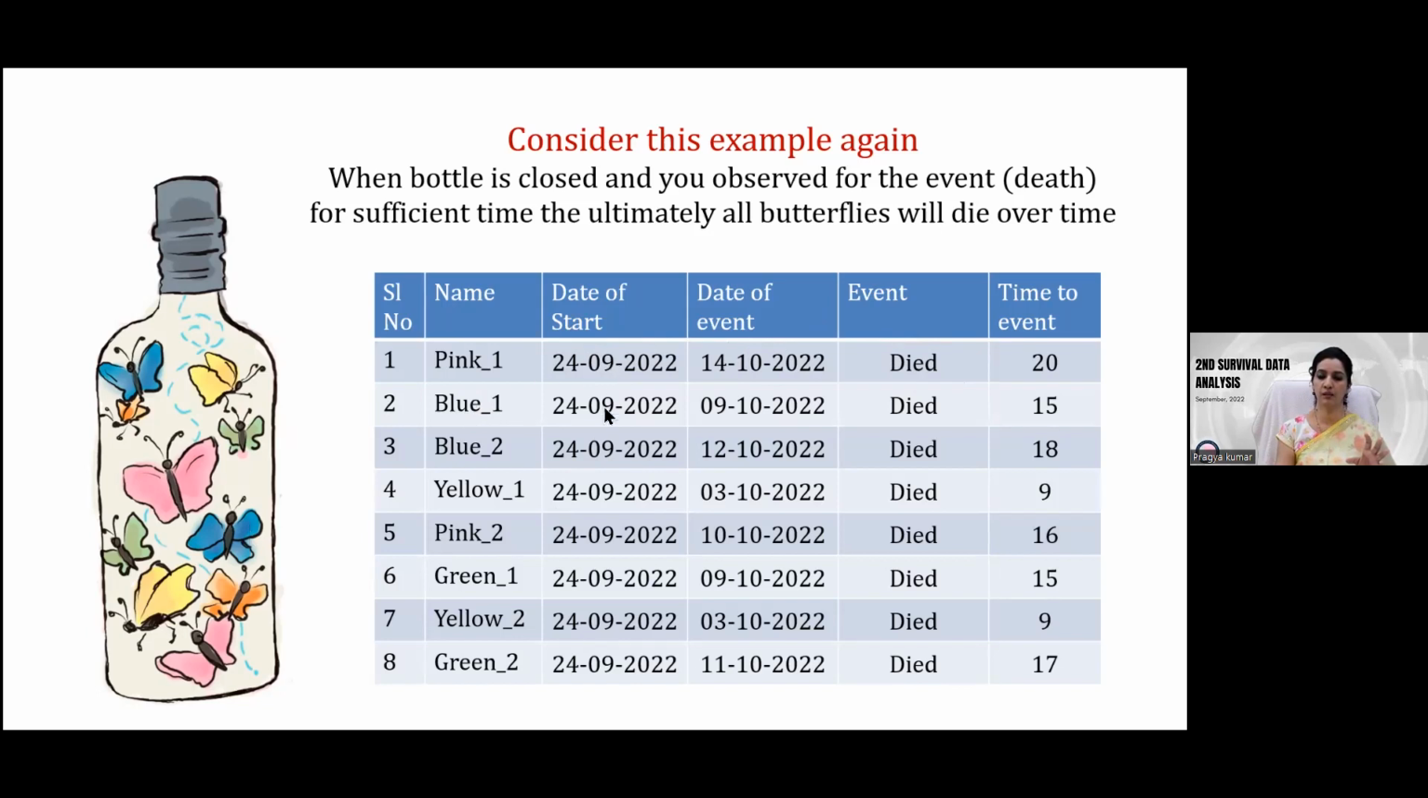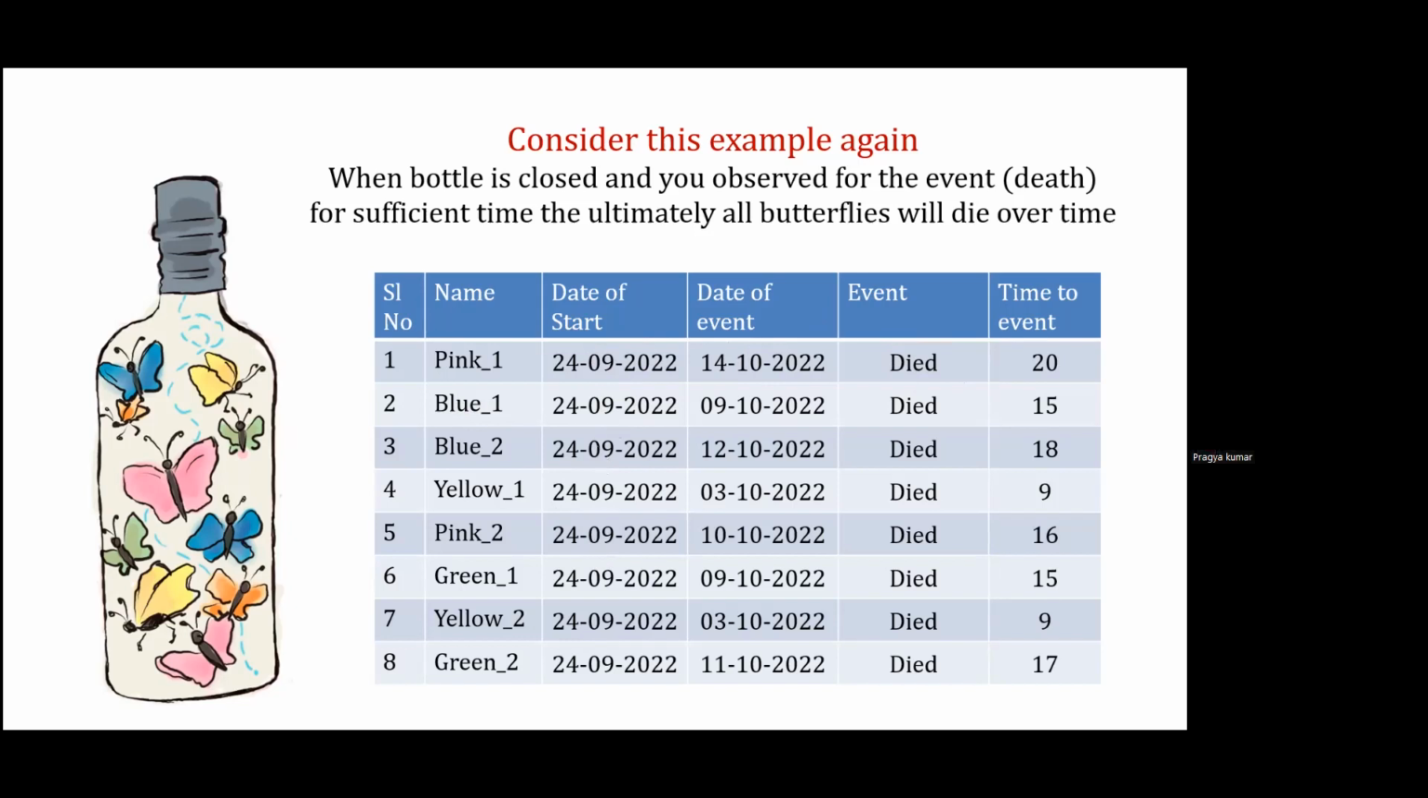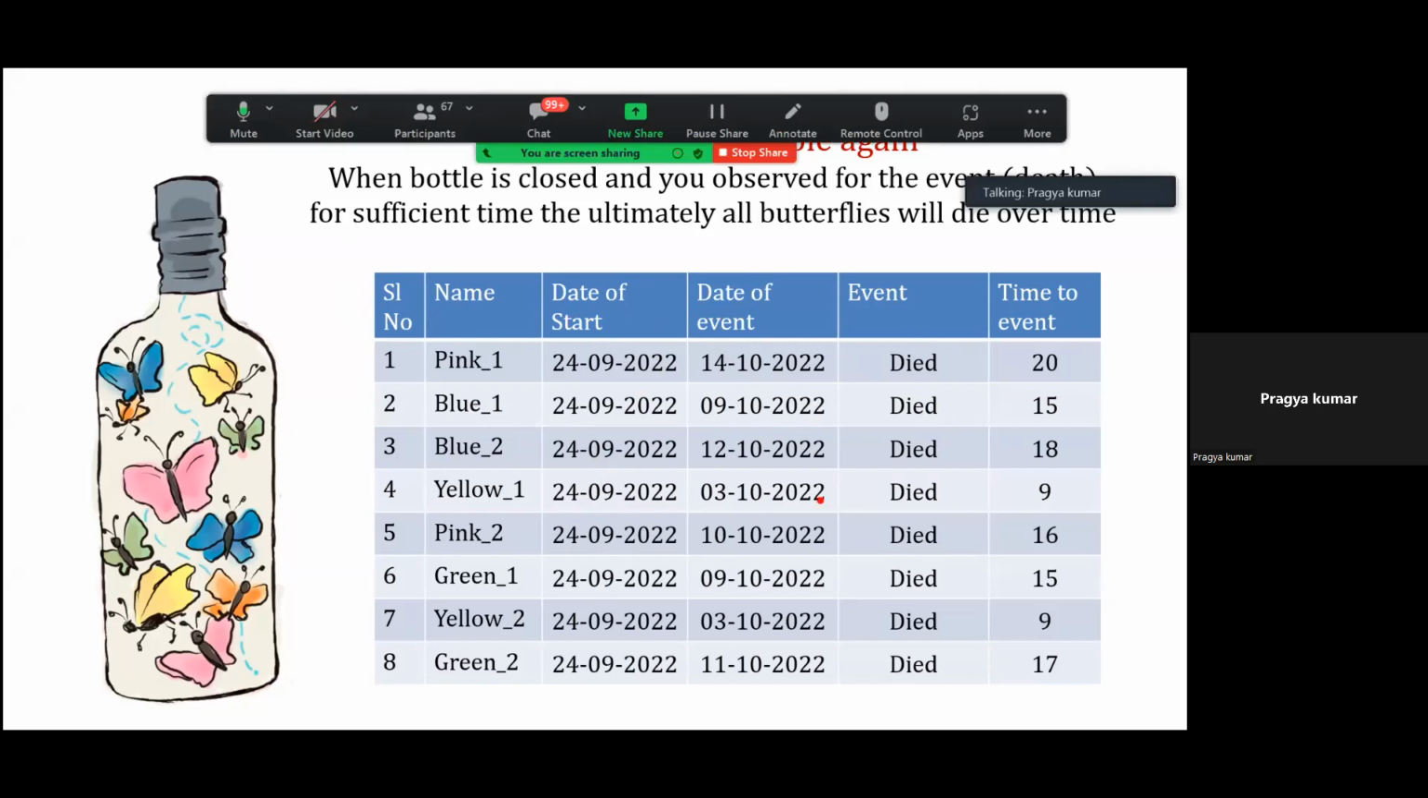Similarly, with this blue one, again, the start day is the same, because I am starting all the observations on the same day, which is a hypothetical example. Generally, it never happens. You recruit individuals at different points of time, and in that case it is not possible for all individuals to have the same start day. In the second one, the blue one, you can see that the event met on 9th October. Our event is again death. In all these cases, the event was death.